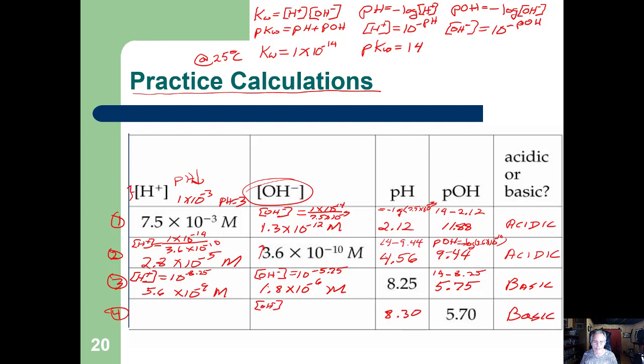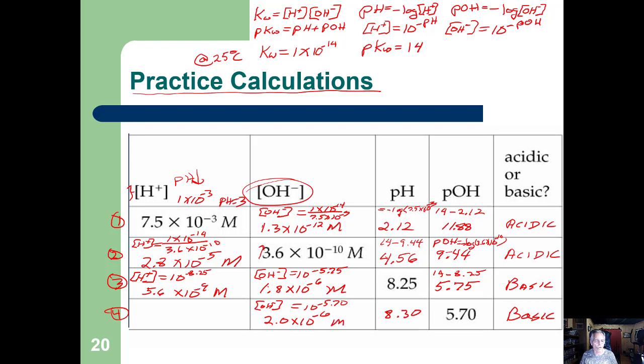by doing 10 to the minus pOH. So that's going to be 10 to the minus 5.70. And so, second log minus 5.7. And that gives me essentially 1.995 times 10 to the minus 6. I'll just call that 2.0 times 10 to the minus 6 molar in hydroxide.